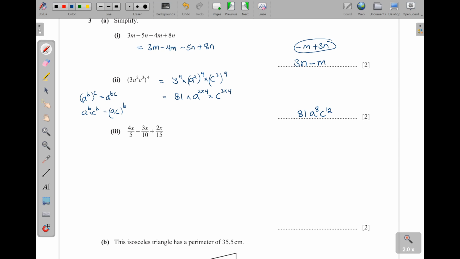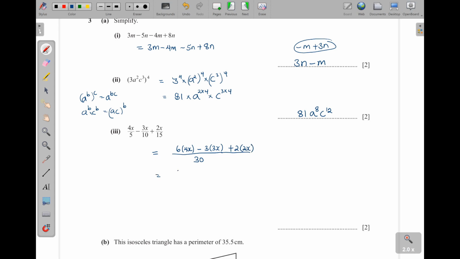Then Roman 3, these are fractions. So the LCM of 5, 10, and 15 can actually be 30, okay? Because all of them are divisible into 30. Now 30 divided by 5, you get 6. Then you say 6 times that 4x up there. Then minus 30 divided by 10, you get 3. Then you say 3 times that 3x up there. Okay, and then next 30 divided by 15, we get 2. Then you say 2 times this 2x up there.